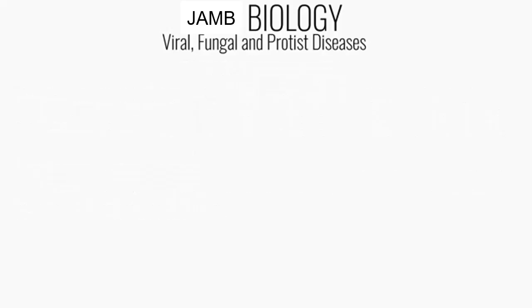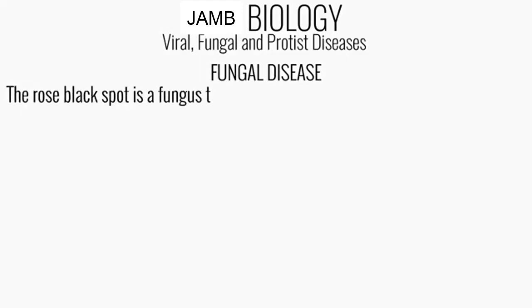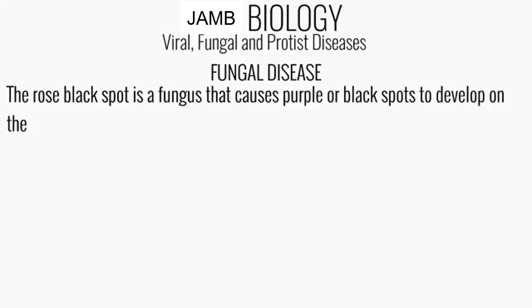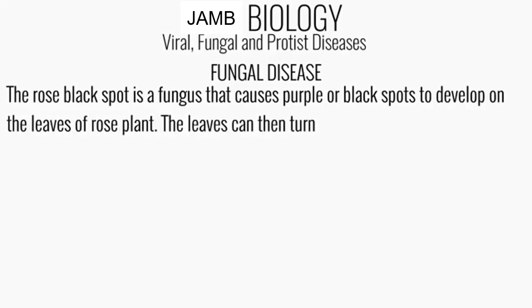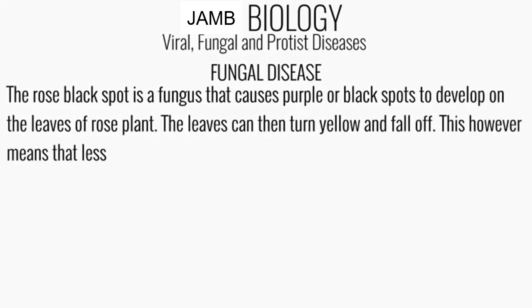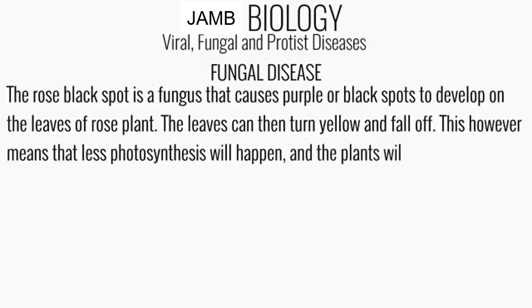We need to know about a fungal disease, and that is the rose black spot. The rose black spot is a fungus that causes purple or black spots to develop on the leaves of rose plants. Further, the leaves can turn yellow and then fall off. This means that less photosynthesis will occur in the plants, so the plants will not grow well.